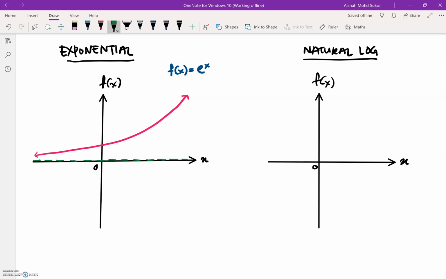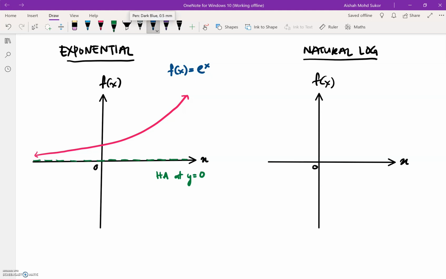y equal to 0 for e^x. Horizontal asymptote at y equal to 0, or f(x) equals 0. It means that the graph e^x will never cross or touch the line y equal to 0.